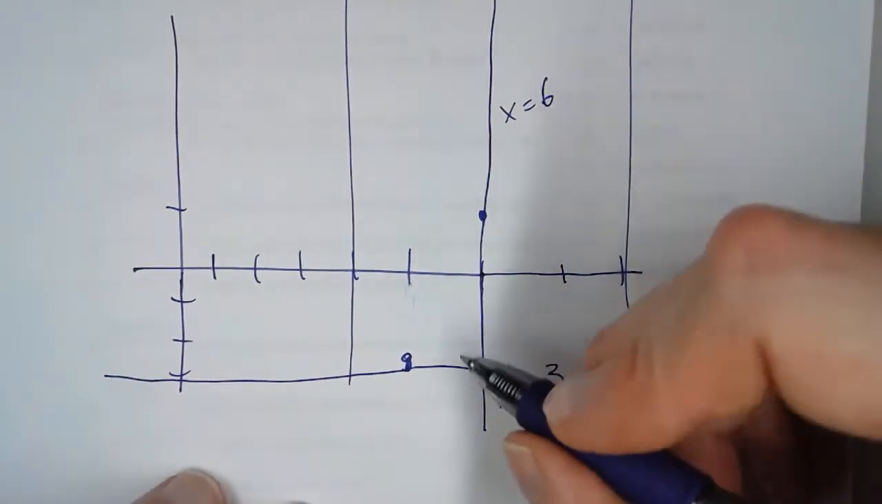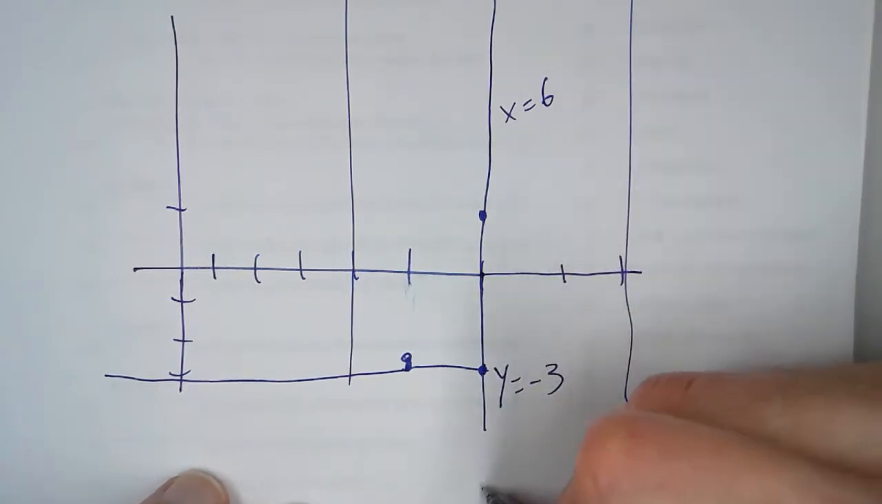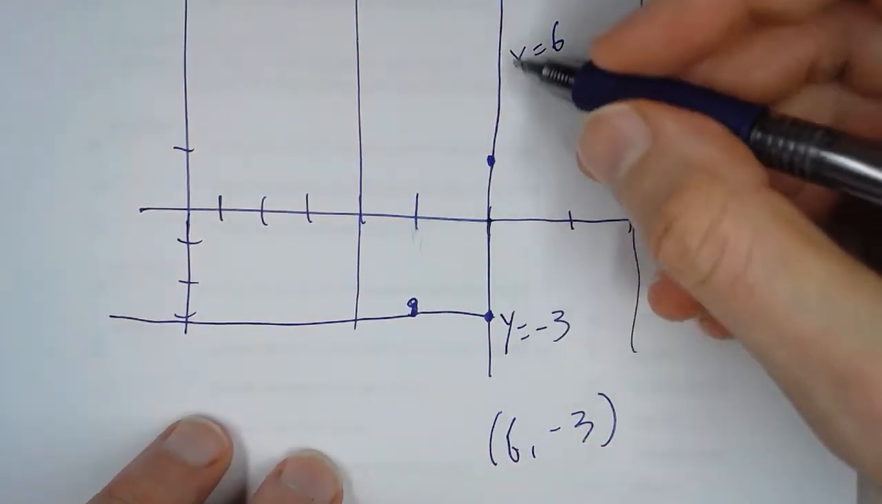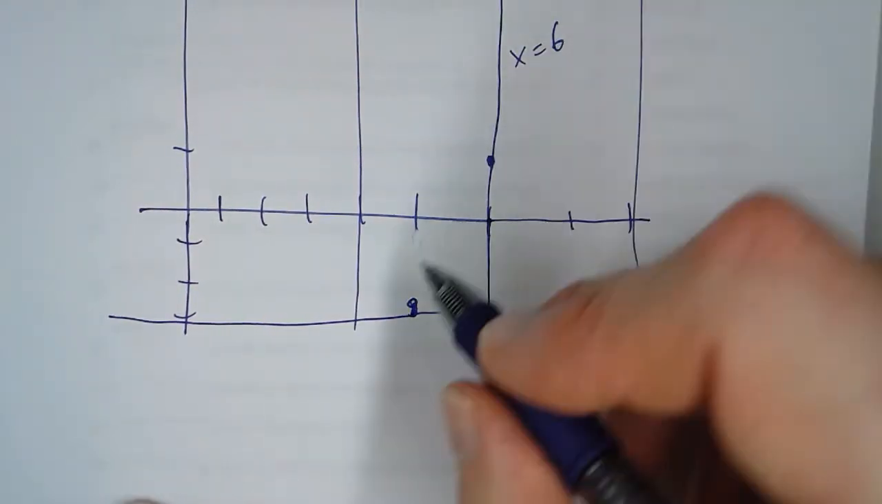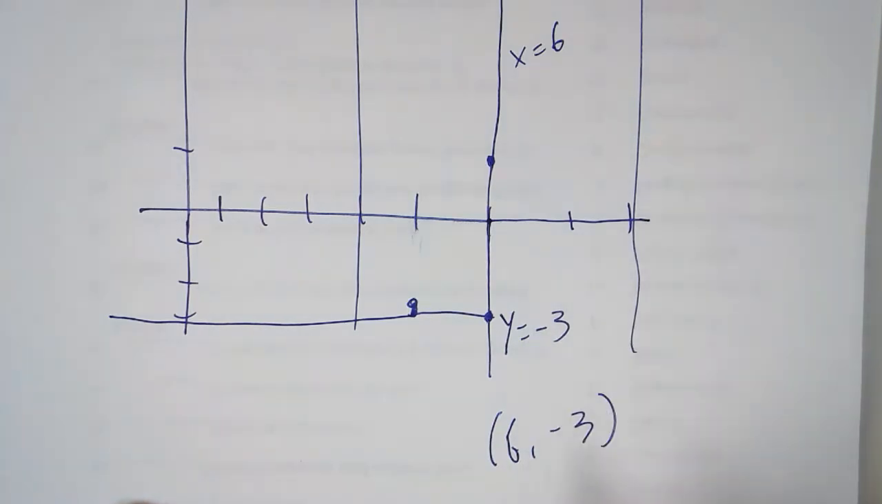So we want to know where's the intersection of the line x equals 6 and y equals -3. Well, it has an x value of 6 and a y value of -3. Because on this line, the x values are all the same. On this line, all the y values are the same. So (6, -3) is where they intersect. There's our answer, and we're done.